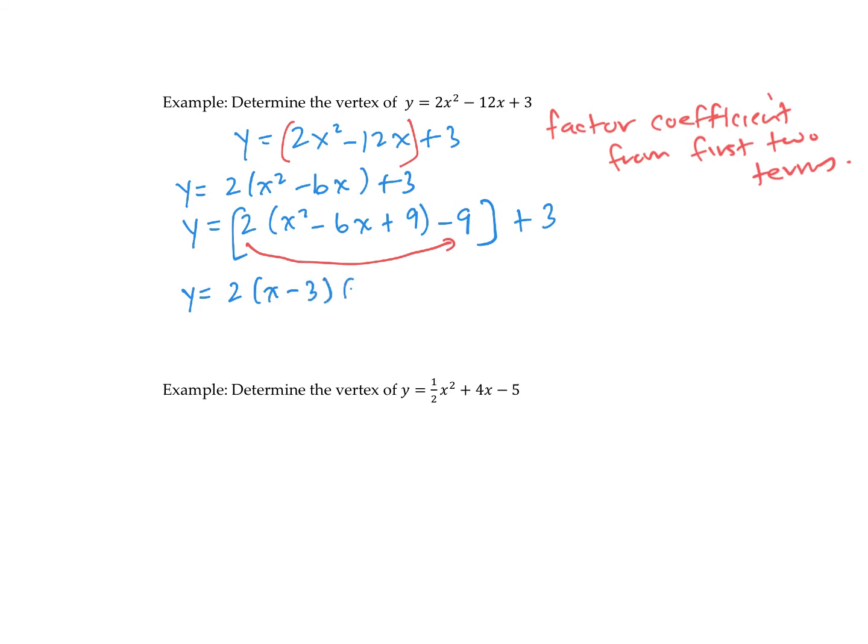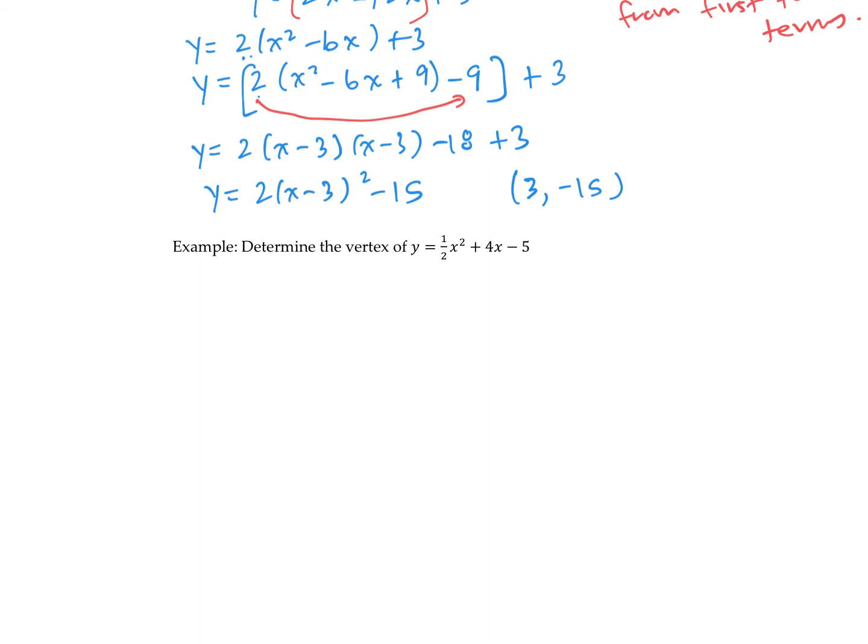So I get x minus 3 times x minus 3 from that square. 2 times negative 9 is negative 18, and then add 3. So whatever you factor out, you have to multiply back. That's the extra step when you have a leading coefficient. So negative 18 plus 3 is negative 15. So if there is a coefficient, you have to do 2 extra steps. Factor out the coefficient from the first 2 terms, and then multiply it back before you collect like terms.